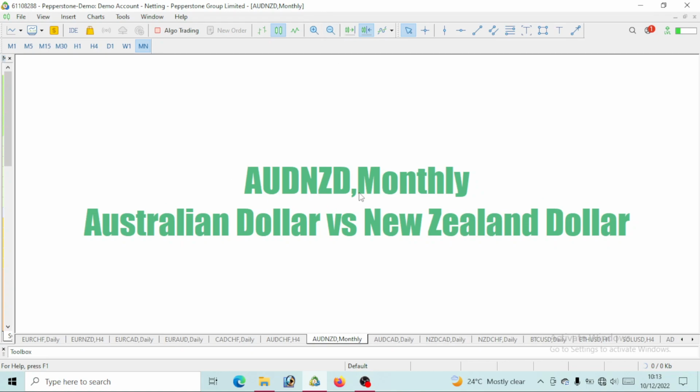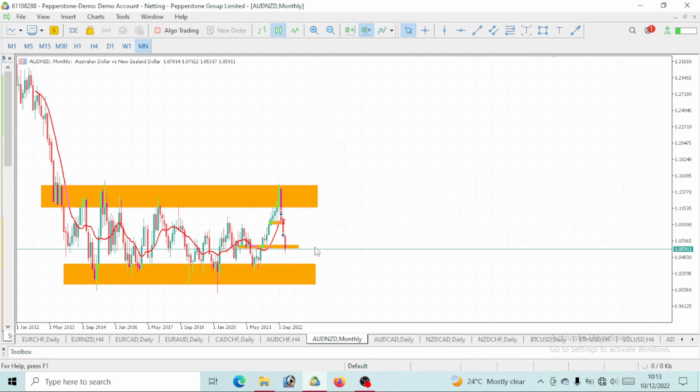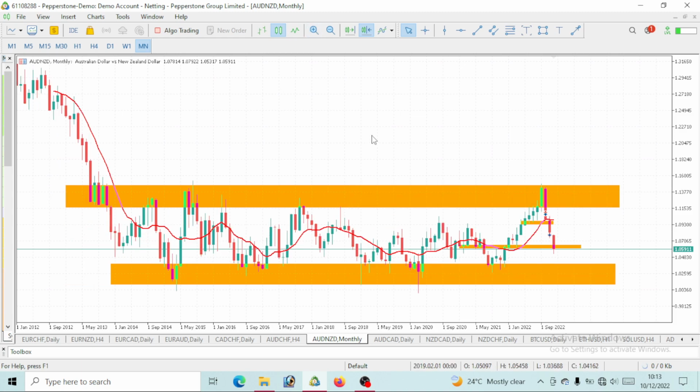So on this monthly time frame on Australia dollar to New Zealand, you would want to highlight some key levels, especially on the monthly time frame. And what are those key levels? You can clearly see that price is ranging here. Price has come to hit this level multiple times, which we will take as our resistance level on the monthly time frame.